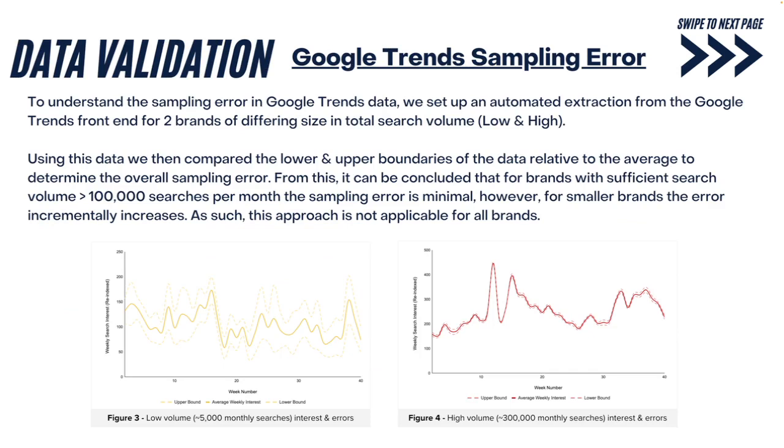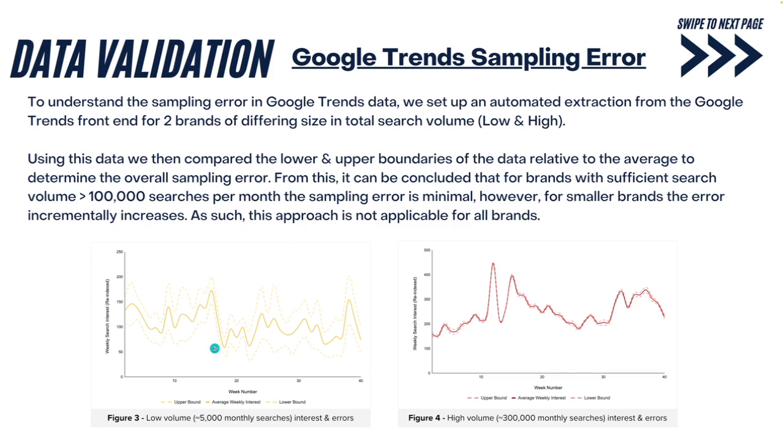So, starting with the sampling error. To understand this, what we basically did is pull Google Trends data at multiple different intervals and compare the difference between those different pulls to understand the error in the sample. What we identified from this is that when we took a brand which had relatively low monthly volume, so around 5,000 searches, and compared it to a brand that had very high monthly search volume, the associated error was much, much greater from a sampling perspective when looking at that low volume.